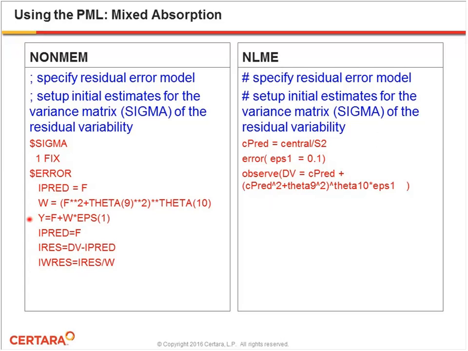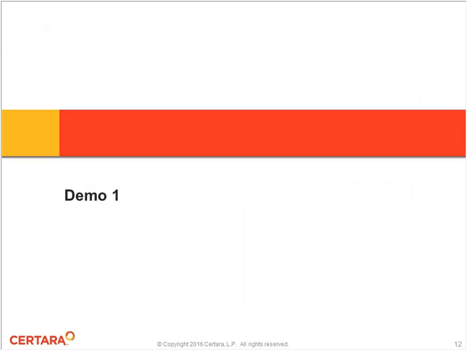Then we just need in NONMEM to specify what is the predicted variable y. This is f plus w times epsilon, and then we need some additional values calculated from NONMEM, like the individual predicted value and the individual residual and the individually weighted residual. This is already calculated automatically in NLME. So that's the code, and yeah, we can start with our first demo.